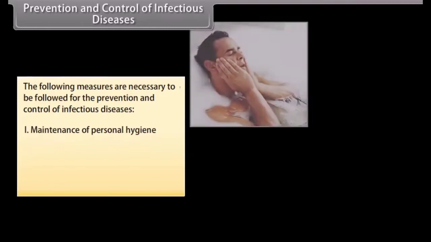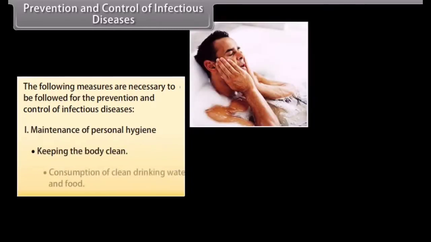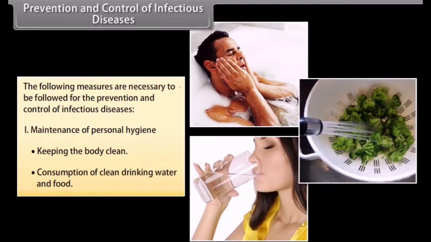Prevention and control of infectious diseases. The following measures are necessary to be followed for the prevention and control of infectious diseases. Maintenance of personal hygiene. Keeping the body clean. Consumption of clean drinking water and food.